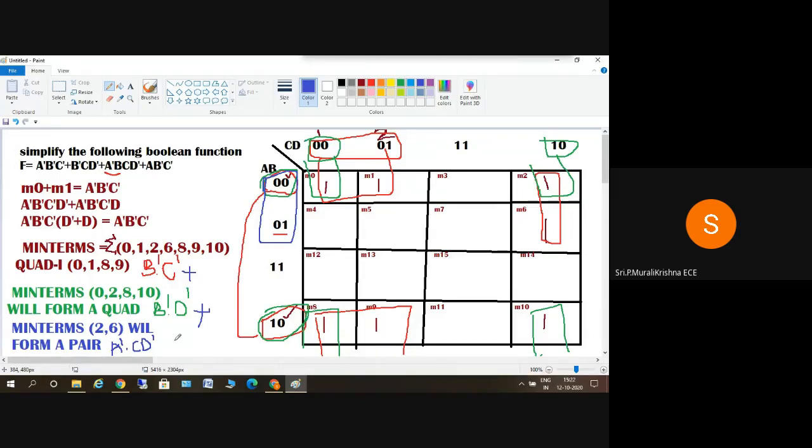Clear? Yes, sir. Right. So we'll check one more problem related to the don't care case. So we'll solve more and more problems on these K-maps. Okay. Because you'll get accustomed to it, మీరు ఎంత fast చేస్తే అంత easy అవుతుంది. Right. So clear with this problem? Yes, sir.